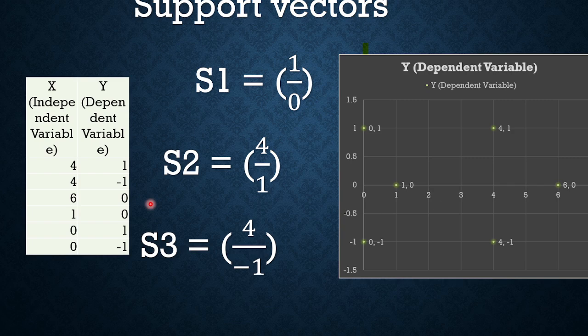So just try to understand. We have 1, 2, 3, 4, 5, 6 points. So 6 variable points that we have. X is an independent variable, Y is a dependent variable. So X axis, Y axis. Y is dependent on X. We have the points (4, 1), (4, -1), (6, 0), (1, 0), (1, 0), (1, 0), (0, -1). If you put them in XY coordinates, these points look like this: 1, 2, 3, 4, 5, 6.